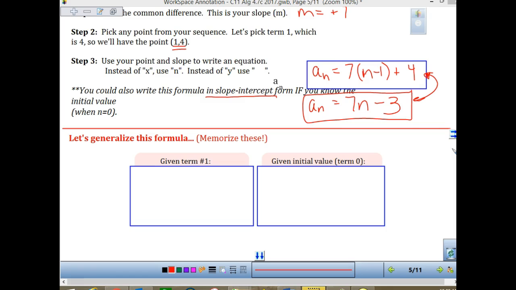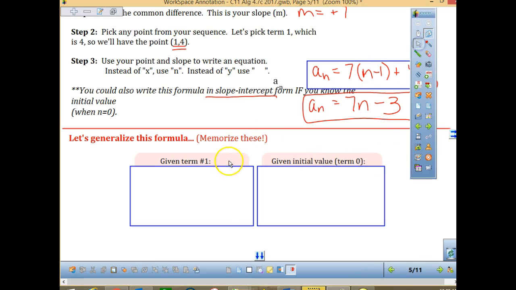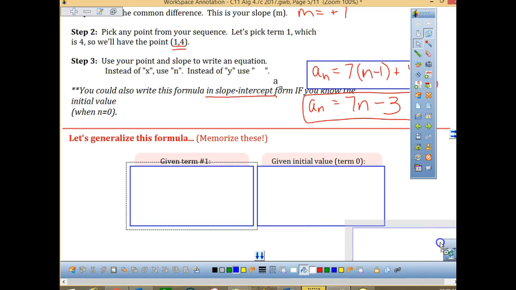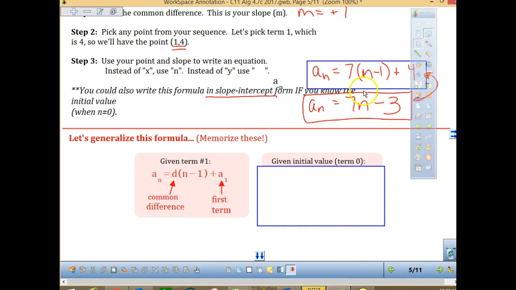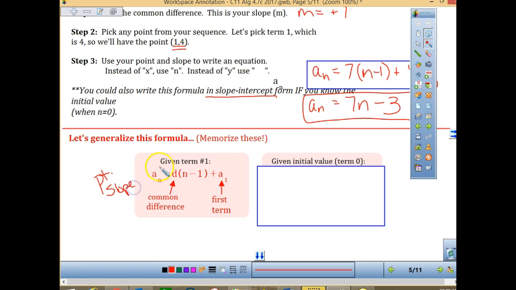So it says if you're given term number 1, how do you want to write your equation? We want to write it point slope. Okay. So when we look at this, if we are given an equation and you're given the term number 1, you definitely want to go point slope. Okay? Point slope if you're given term number 1.